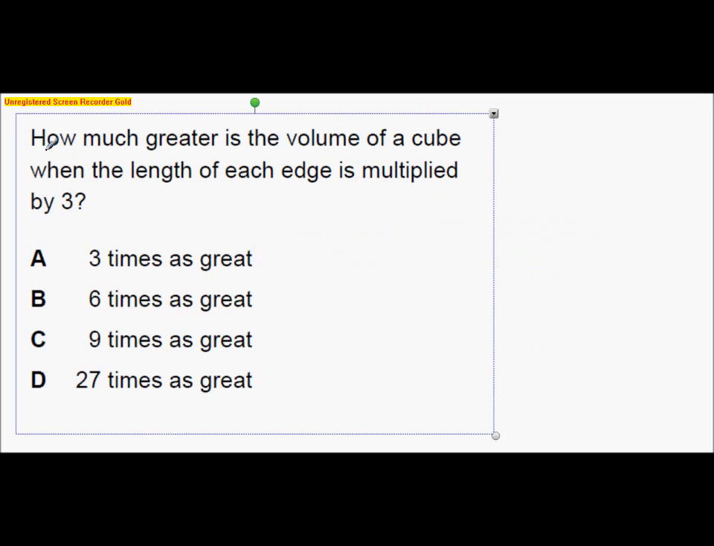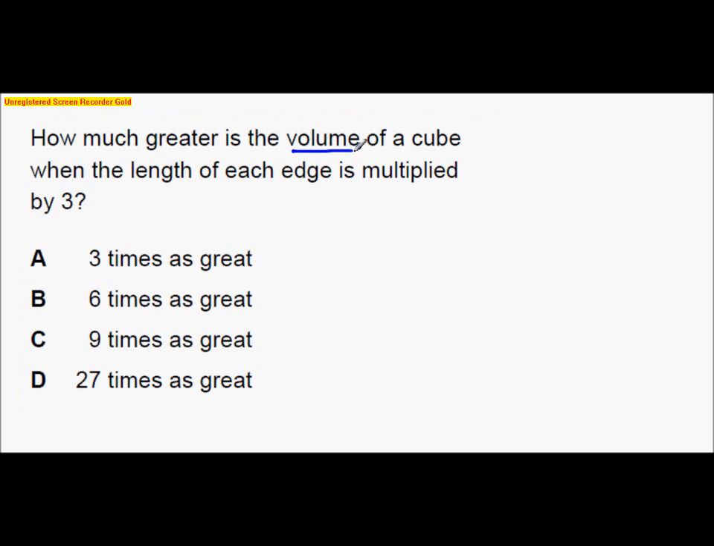It says, this is actually from an Ames practice book. It says, how much greater is the volume of a cube when the length of each edge is multiplied by 3? And so again, you don't have to worry about drawing this cube out. You can, but the key word here is you want to look for, it says volume, so that's the key word. And then it says it got multiplied by 3. That's the same as each side getting tripled. Okay, and so it got 3 times as big.